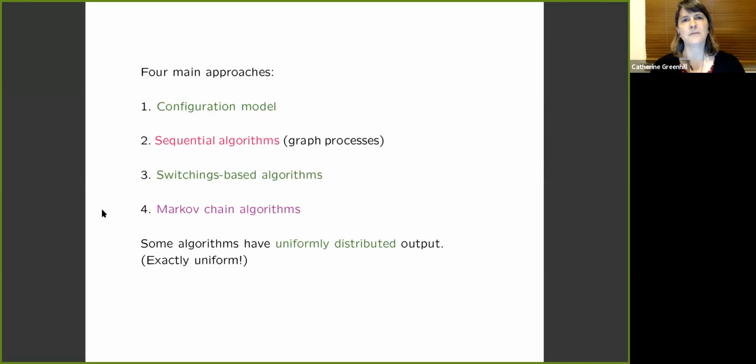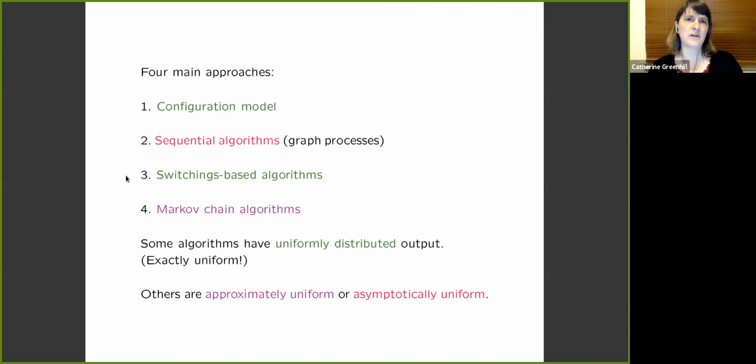Some of these algorithms give you precisely uniform output, namely the configuration model and the switching-based algorithms. Now, the caveat is that this assumes that you have some perfect source of randomness sitting in your office, some radioactive rock, right, that you're getting your uniformly random bits out of. But assuming you have that, then this really does uniform random sampling.